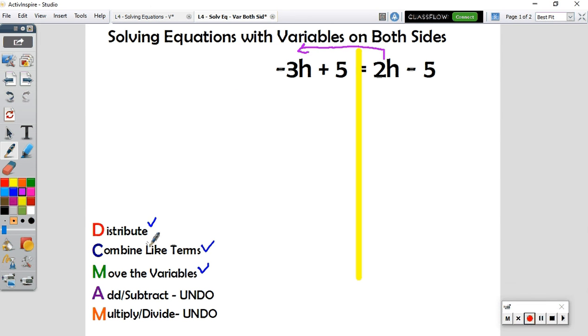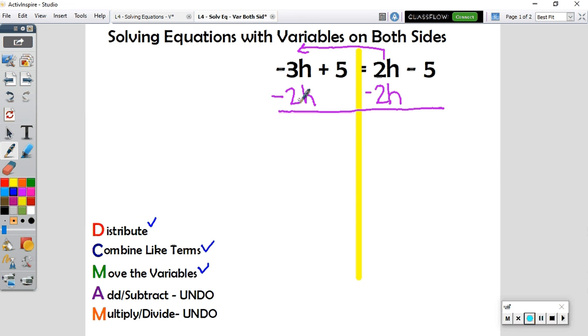Now when it comes to moving variables, we need to take it away or do the opposite of what we have here and then move it to the other side. So I want this to be a 0. So right now it's a 2h. I'm going to do the opposite of that, minus 2h, to get this to equal 0. And if I subtract 2h on my right side, I need to subtract 2h on my left side in order to keep this equation balanced.